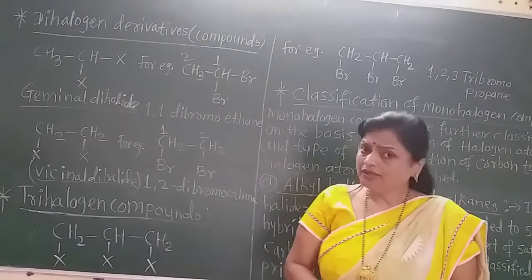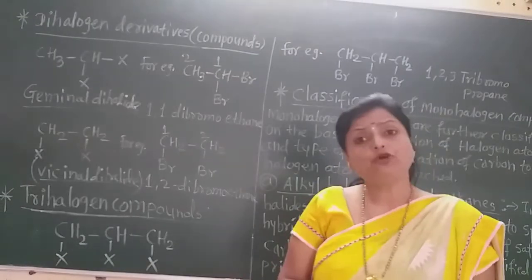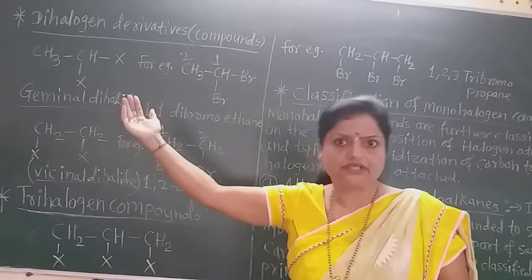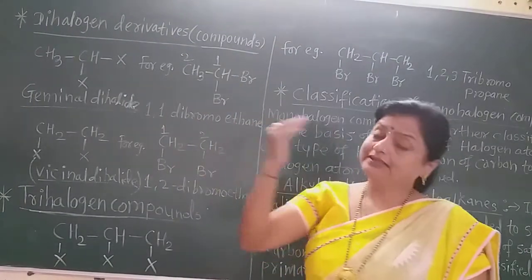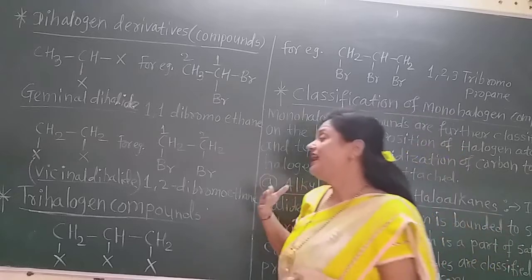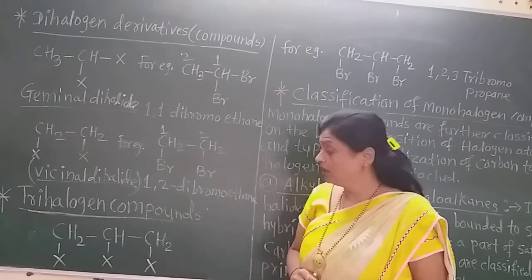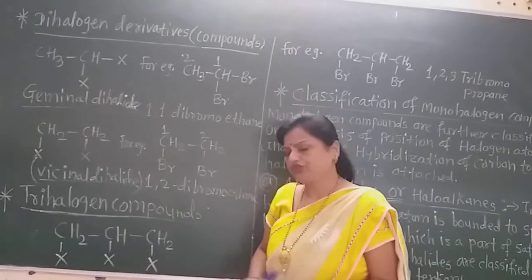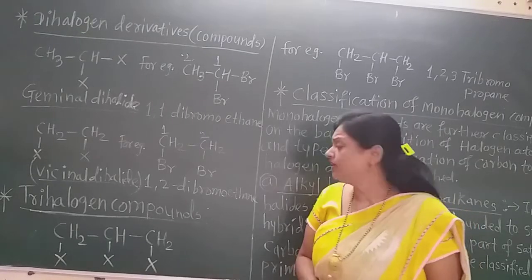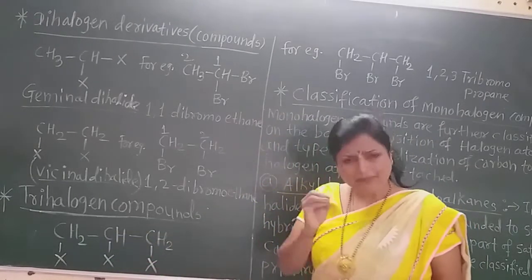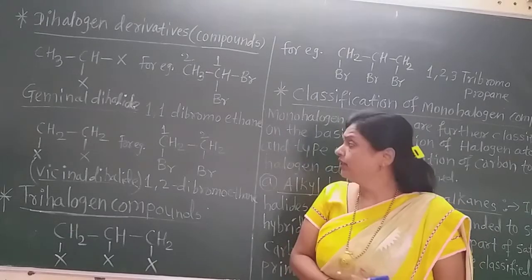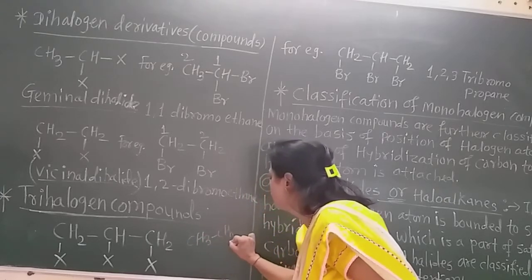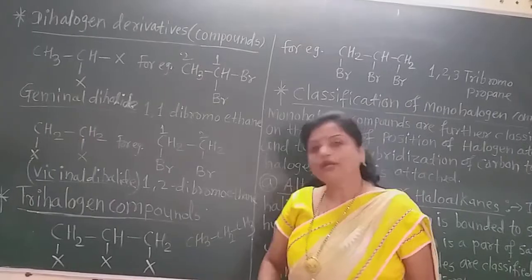Now the next type is the halogen derivative based on the number of halogen atoms. Number means 1 halogen, monohalogen derivative, 2 halogens, dihalogen derivative. If there are 3 halogen atoms, trihalogen derivative or compounds. Now here is the general formula given for the trihalogen derivative. Definitely for trihalogen we must take an alkane which contains a minimum of 3 carbon atoms, such as propane. Then how can we denote propane?